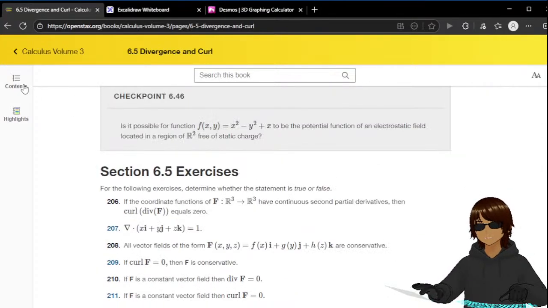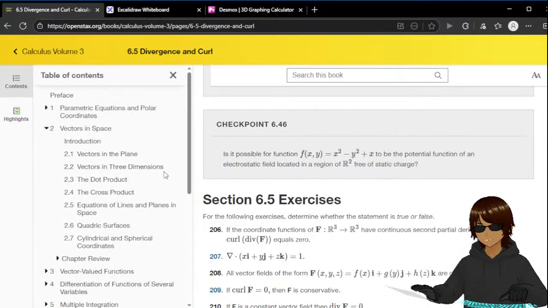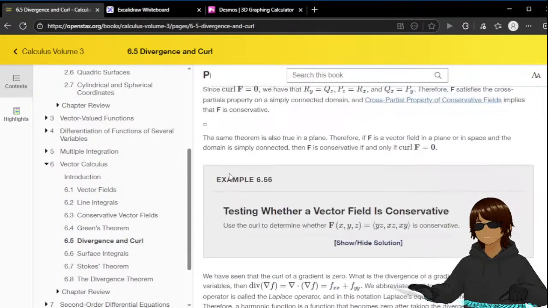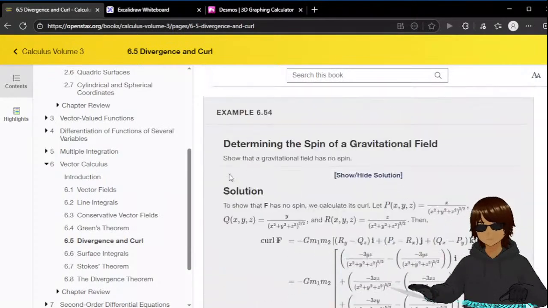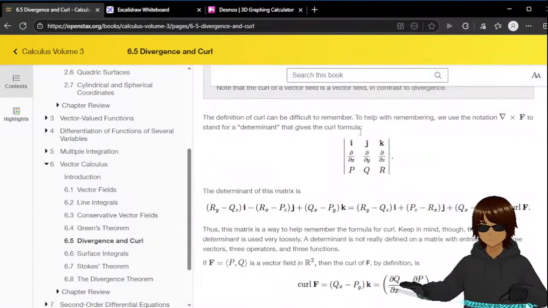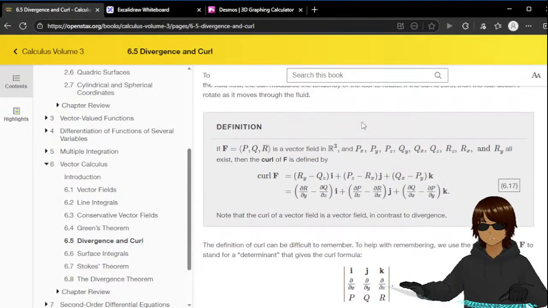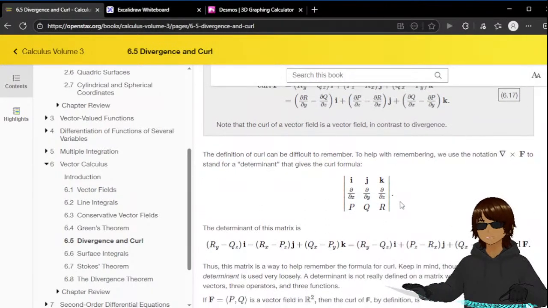Yeah, that was quite a lot. The curl part confuses me. I want the derivation of curl. I want to know why they're defining rotation like this.